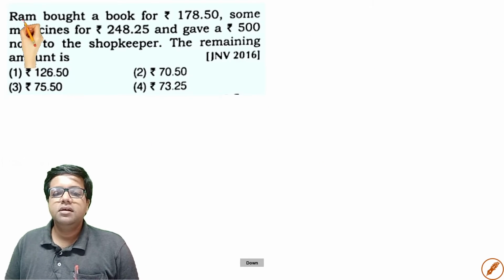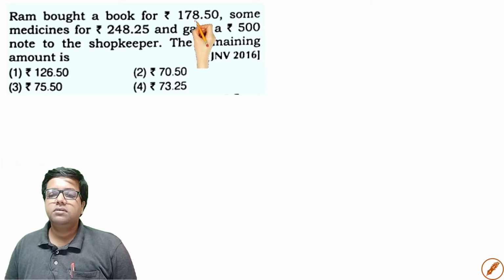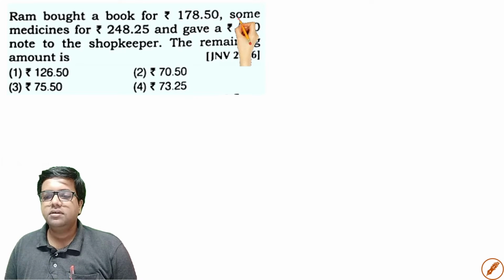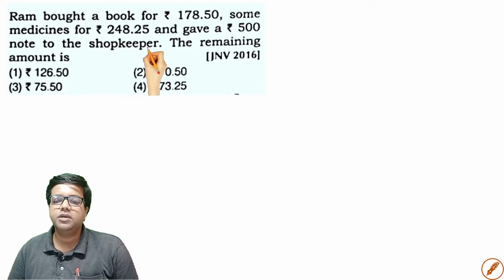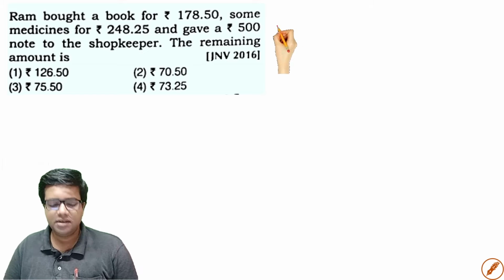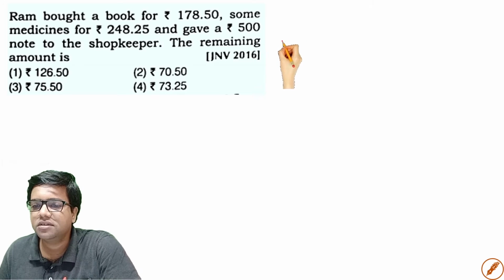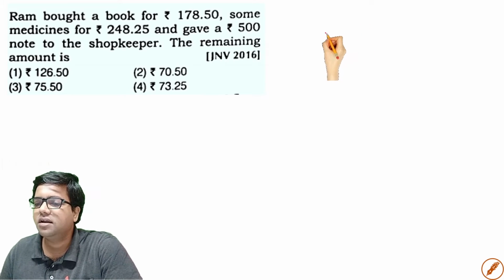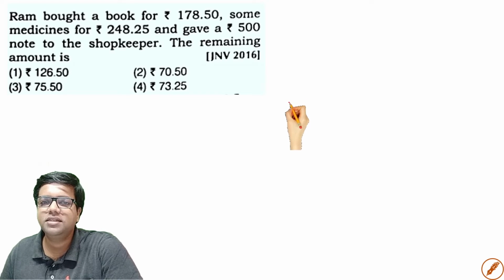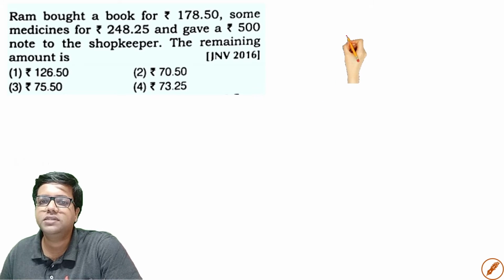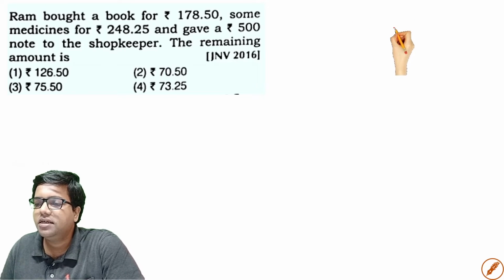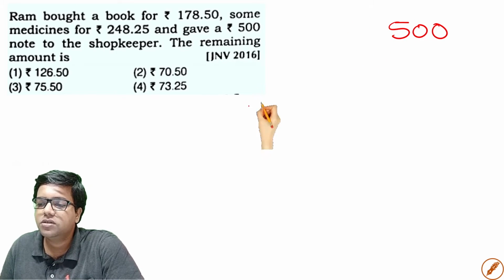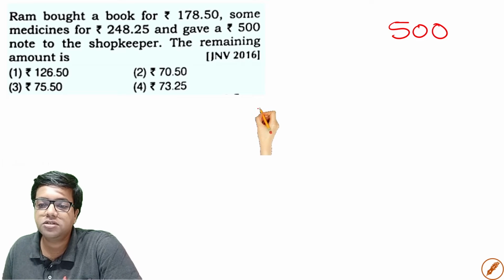Okay. Ram bought a book for 178.5 rupees, some medicines for 248.25 rupees, and gave a 500 note to the shopkeeper. Find the remaining amount. This is like your daily grocery purchase, where you buy something and you give some amount. You will take the change by subtracting the amount which is billed for. Okay. So initially he had 500 rupees, right? So what is the amount that he has to pay?